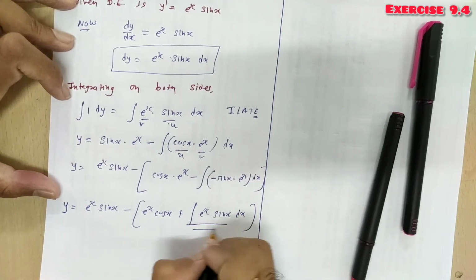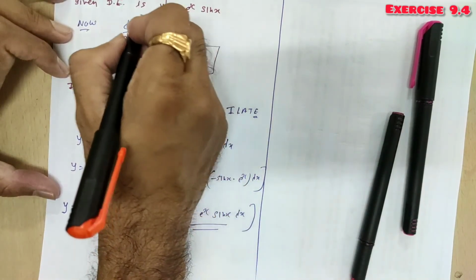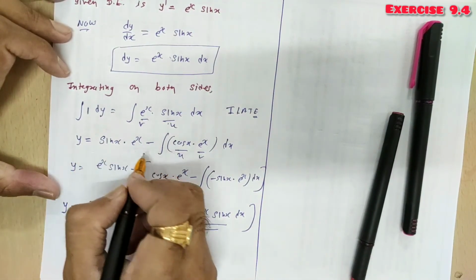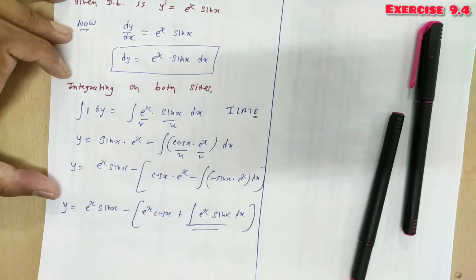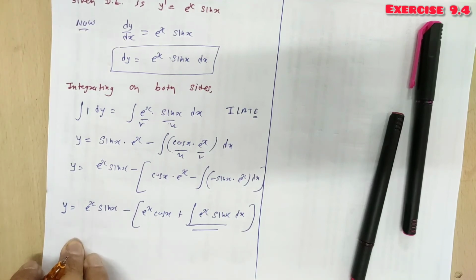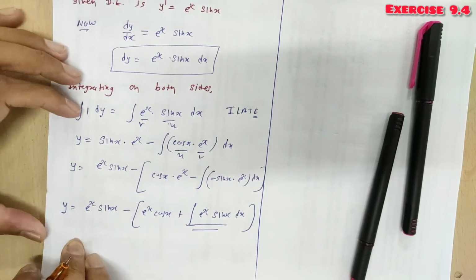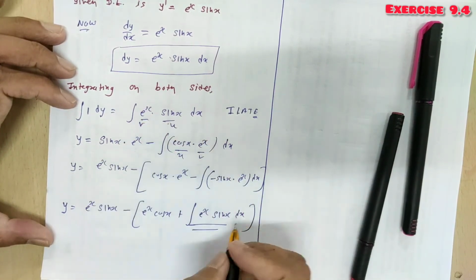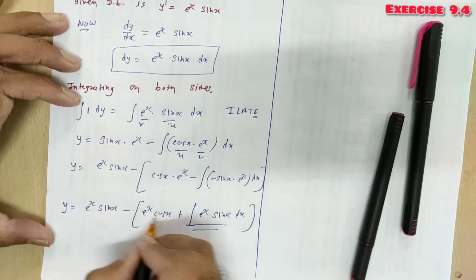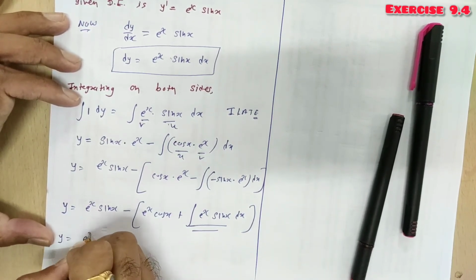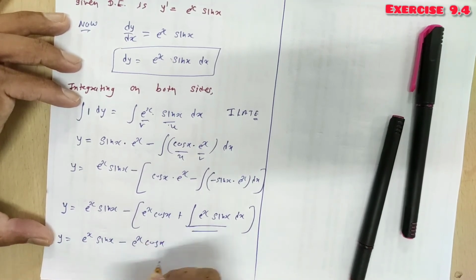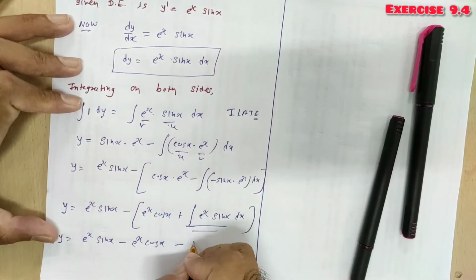Now students, what is e raised to x sin x dx? e raised to x sin x dx is nothing but dy by dx. So that is our function y, we can say. Now this is equal to y. So y equal to integration of e raised to x sin x. So can we replace this one as y? And open this bracket first. So this is y equal to e raised to x sin x minus e raised to x cos x minus, and this one is y.